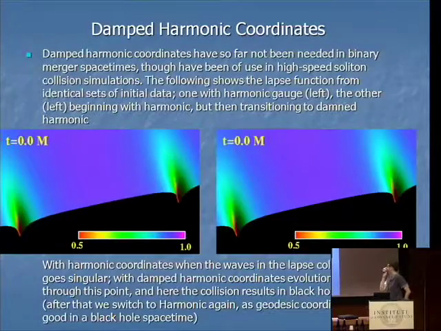And so just one example then. I mentioned that in binary black hole simulations we haven't really had to use these damped harmonic coordinates. In fact, pure harmonic gauge seems to be perfectly adequate for binary black hole simulations. So if people had been brave enough to just try pure harmonic evolution before, it would have worked with black holes. But one reason for looking at this damped harmonic gauge was some work I've been doing on looking at high-speed soliton collisions.